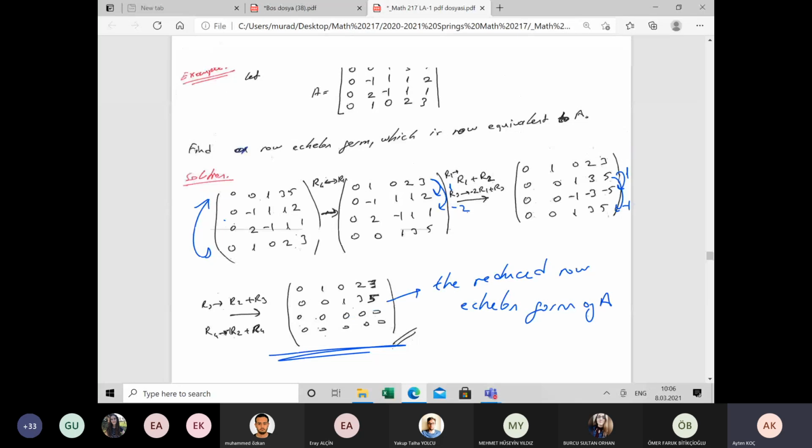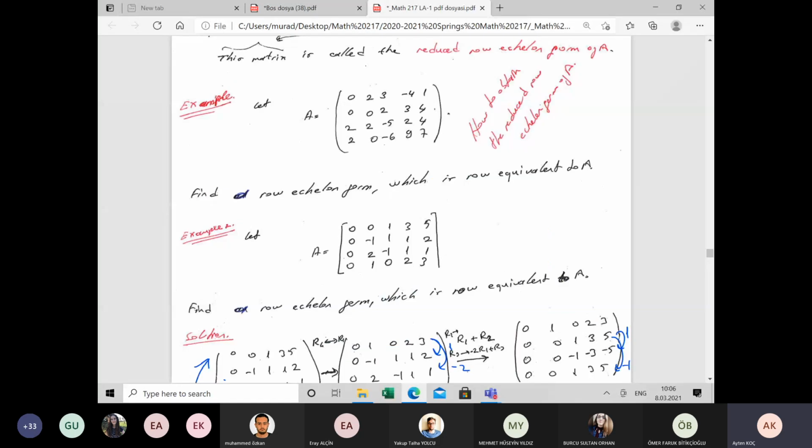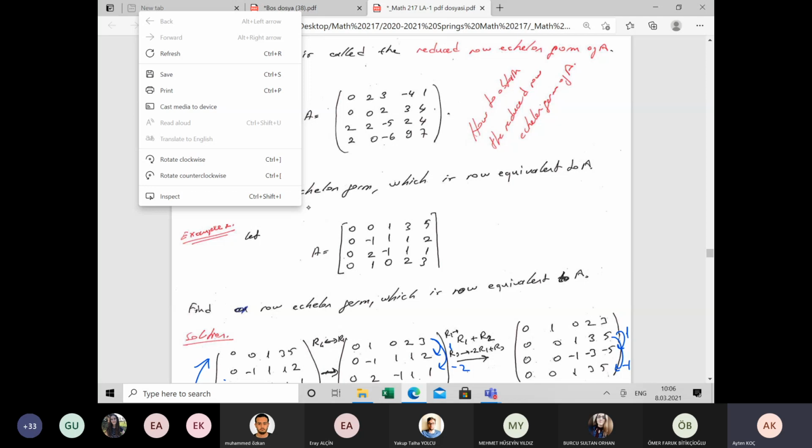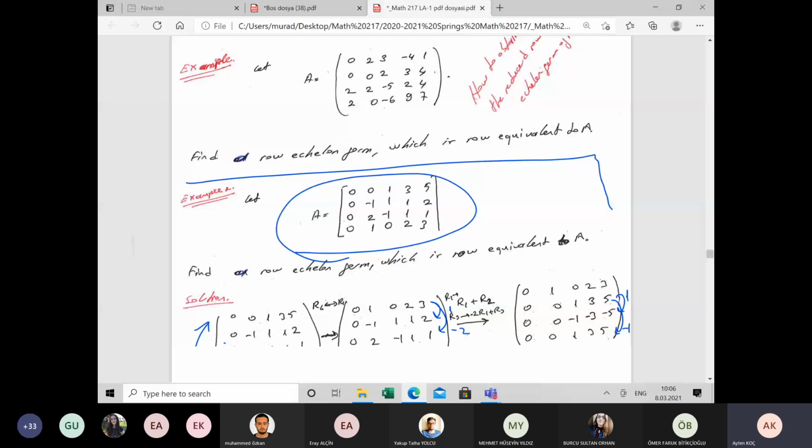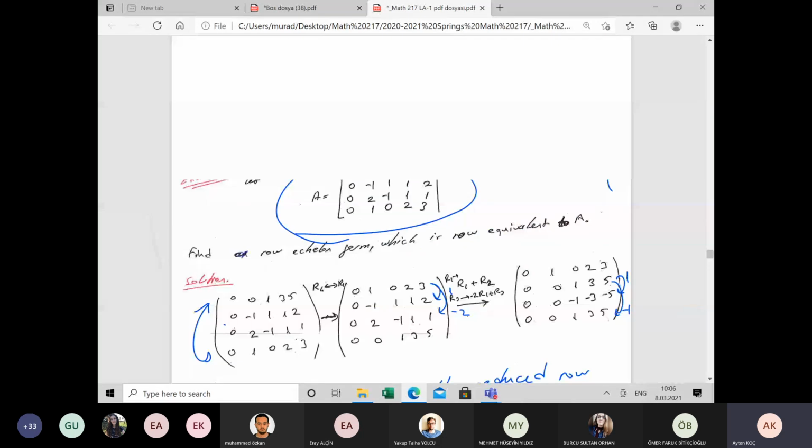And this one is our example. This one, and we take this one. It is not in reduced row echelon form. We obtain the reduced row echelon form. This one is example 1. We have example 2.